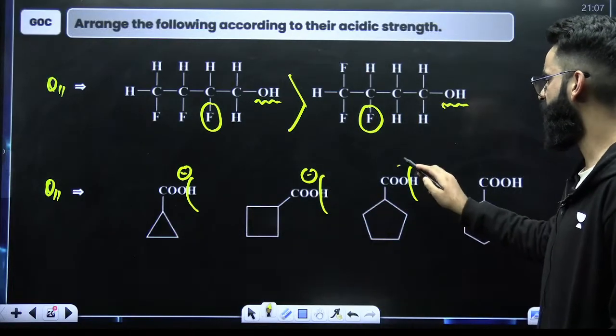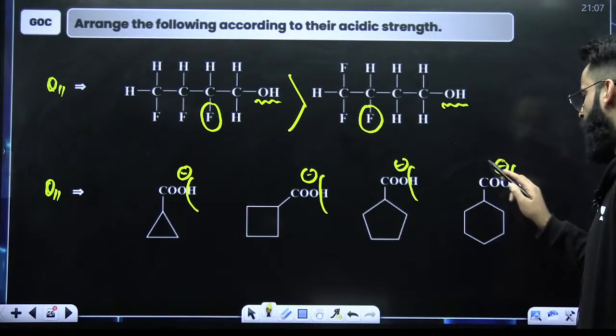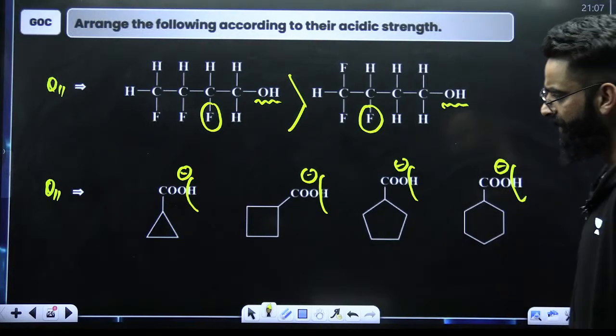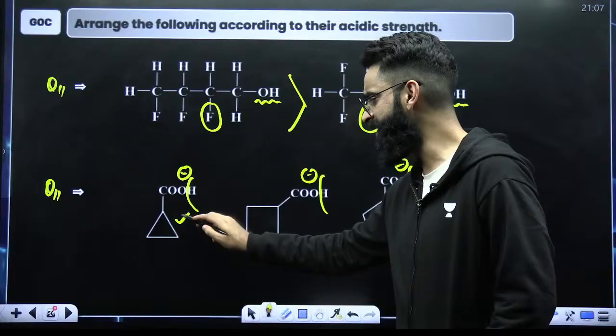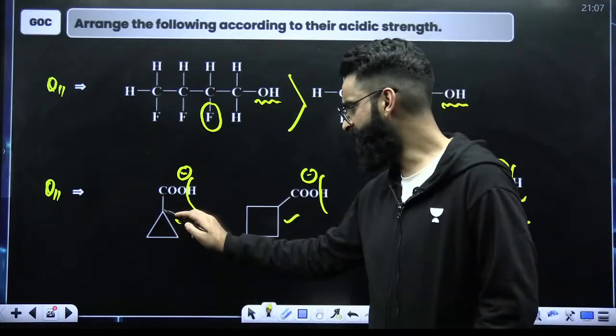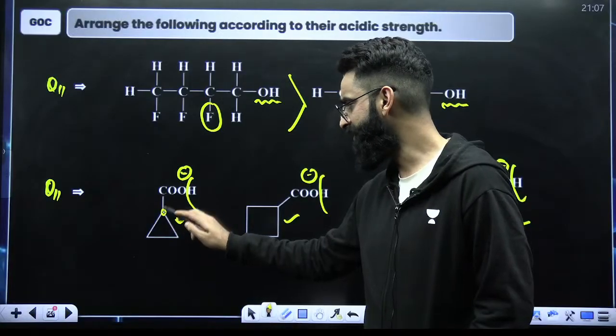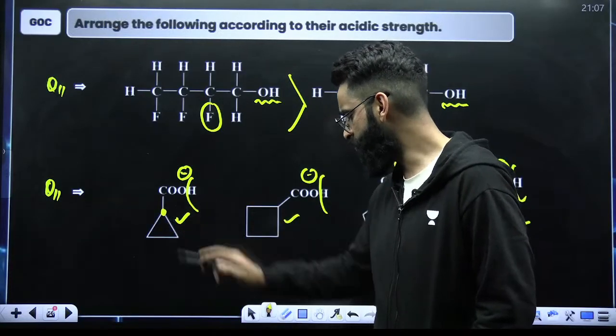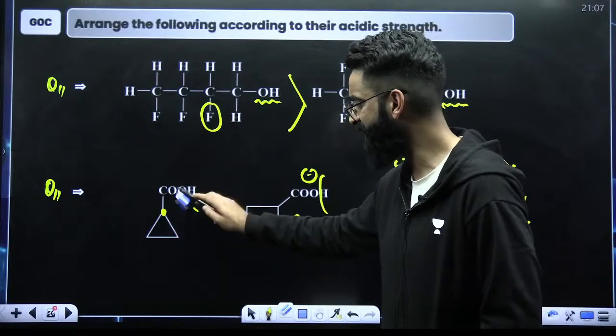H positive out, conjugate base. Where would the conjugate base be more stable? This 3-membered ring is more electronegative, followed by this, followed by this, followed by this. If this is more electronegative, that means the negative charge will be more stable here. So the conjugate base which is getting formed in the first case is more stable.